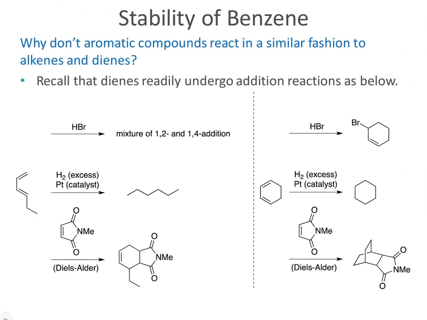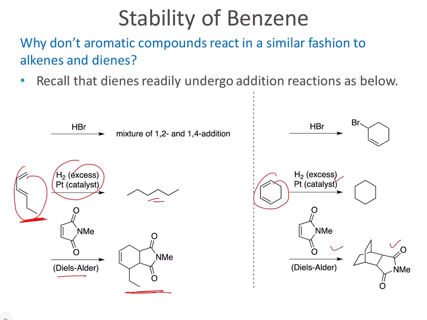Moving on, we know that alkenes and dienes undergo a number of reactions. For example, we've learned that when we have a diene, we can do electrophilic addition, either 1,2 or 1,4 addition. We can actually reduce the diene into an alkane. Another thing we've learned is if you have a diene, we can do a cycloaddition, the Diels-Alder reaction, to form the product here. Or it could be cyclic, and we can still do the same reactions.